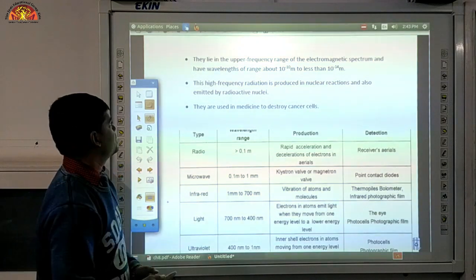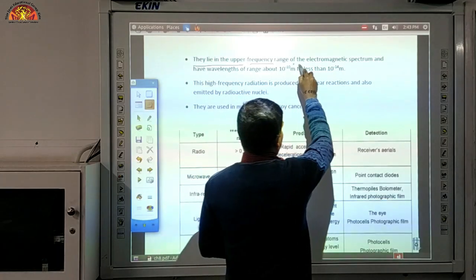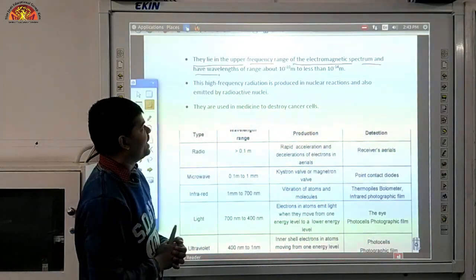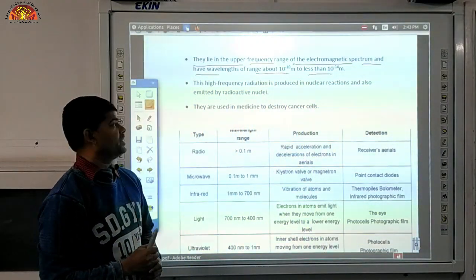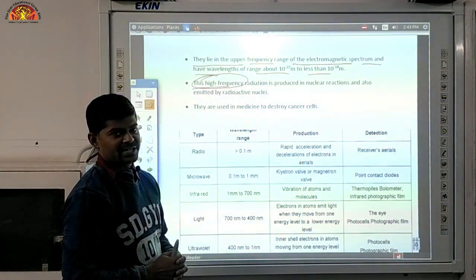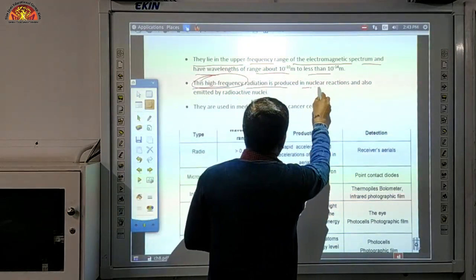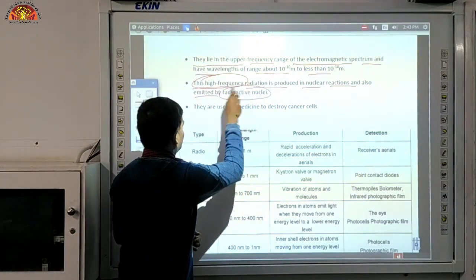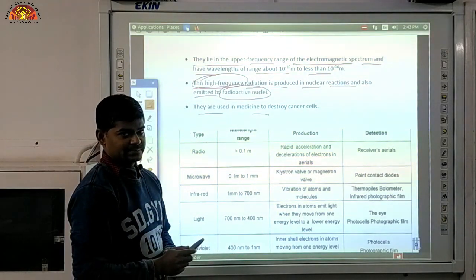Now students, come to the gamma rays. They lie in the upper frequency range of electromagnetic wave spectrum and have the wavelength range of about 10⁻¹⁰ meter to less than 10⁻¹⁴ meter. Now this is the high frequency radiation. Okay, अगर high frequency radiation wave का नाम पूछा है तो you will say the gamma ray. It is produced in a nuclear reaction and also emitted by the radioactive nuclei. They are used in medicine to destroy the cancer cells.